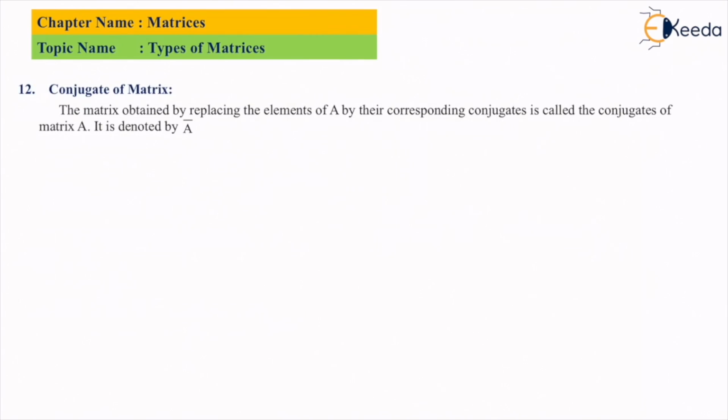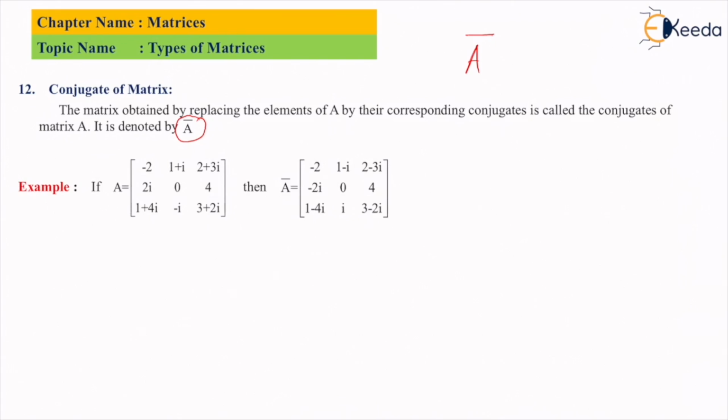Now let's see the next matrix, that is the conjugate of a matrix. So guys, the conjugate of a matrix is always denoted by A bar. So here I'll write it again, A bar. This horizontal line is called a bar. So when we find the conjugate of a matrix, what we do is we find the conjugate of the elements of that matrix. So here you can see that we have a matrix A.